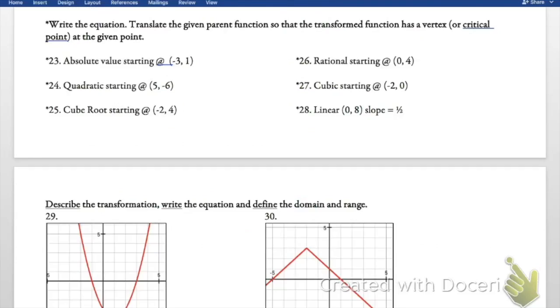Numbers 23 through 28 are the ones that everybody gets upset over, but they're actually the easiest ones in the whole practice. They've got little stars beside them because they require a little bit of extra thought.